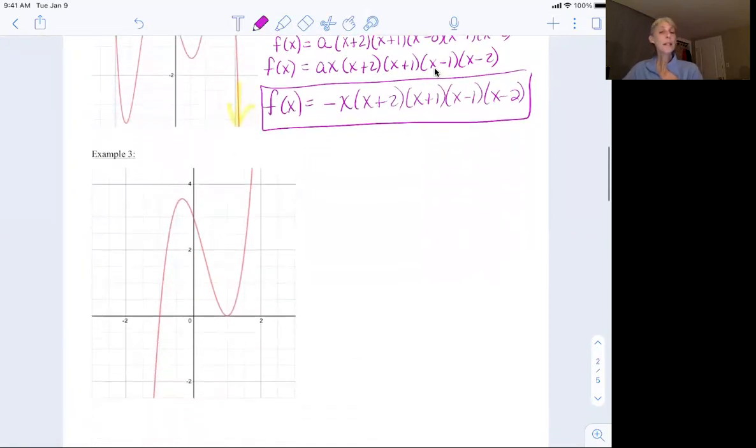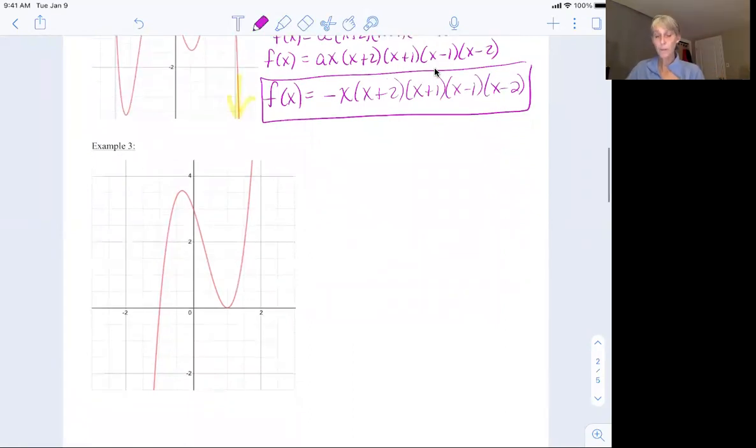In example 3, this is the first time I'm seeing a y-intercept that's not (0, 0). So we're going to talk about what to do in this case. Always start with your x-intercepts. My zero multiplicity chart: I have an x-intercept at -1, and that cuts through, so it has a multiplicity of 1. I have an x-intercept at 1, and that one bounces, so that has a multiplicity of 2.